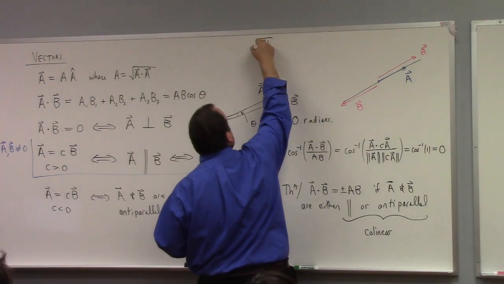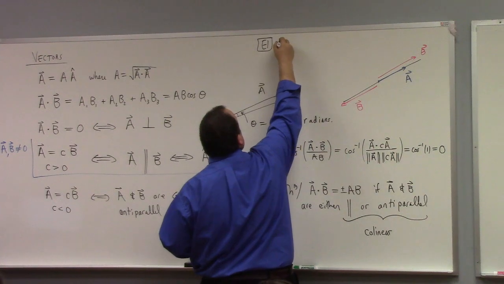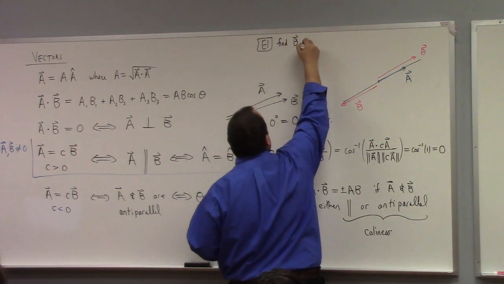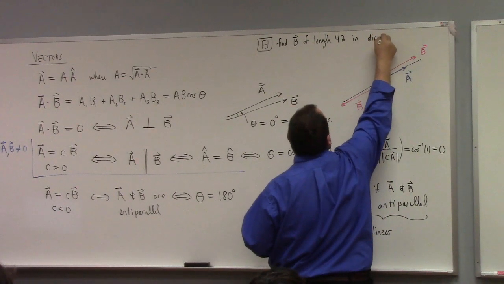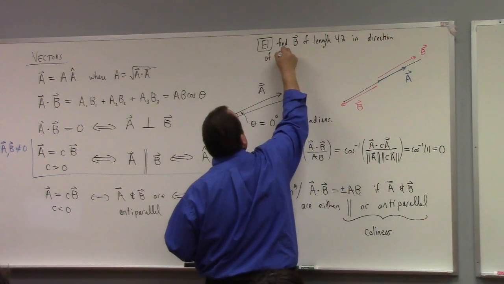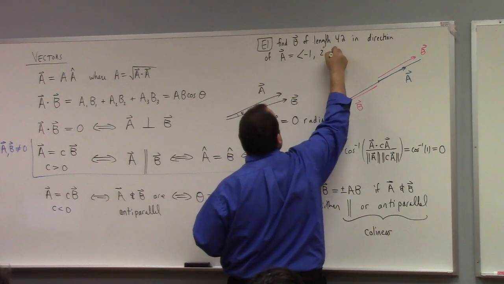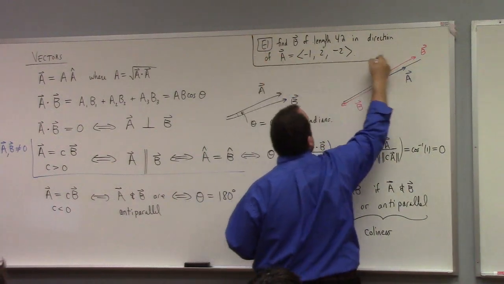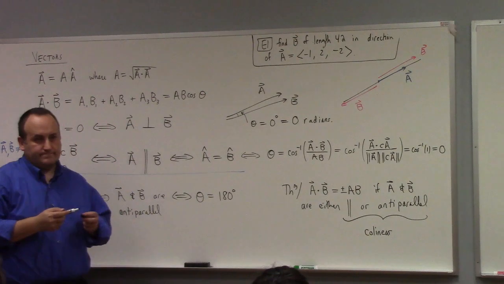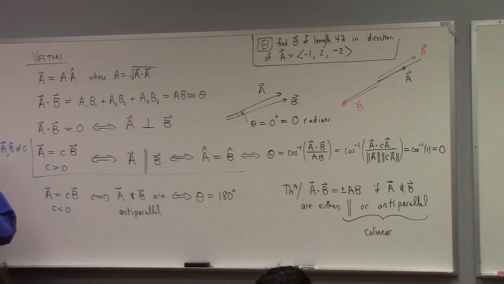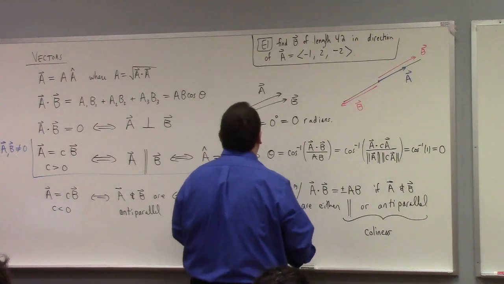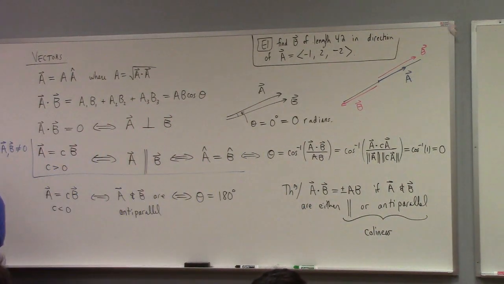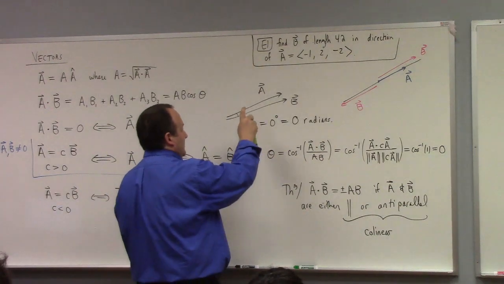Example 1. This is oftentimes a test question I ask. Find B of length 42 in the direction of A equals -1, 2, -2. So how would you do that? I have planned poorly. I know I must erase my glorious 0-degree picture and my collinear picture, but you can forgive me, yeah?